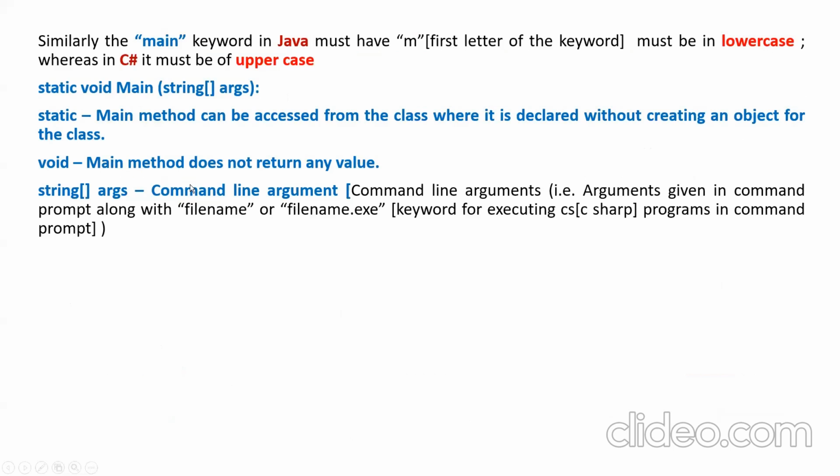Last one, the main keyword in Java. The M, the first letter of the main method, will be in lowercase in Java, whereas it must be uppercase in C sharp. These are some of the important things you need to keep in mind. It will be very, very similar, but with a very subtle difference. Subtle difference means it cannot be very easily found. Very, very minute differences, but you must follow them carefully.